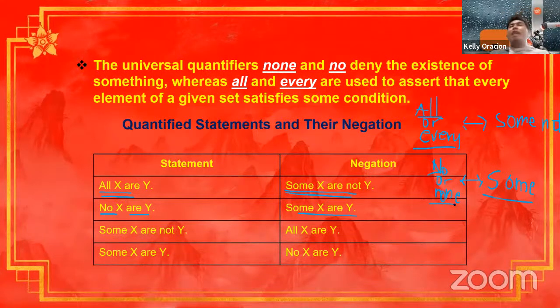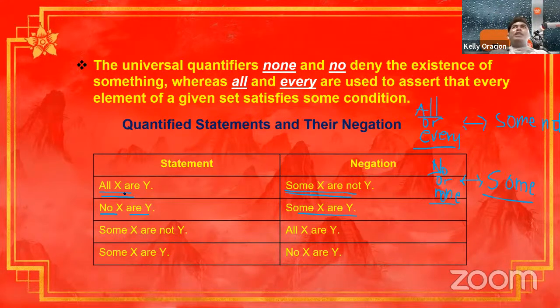Just like on our given example in the table, all x are y. So all, the negation is some not: some x are not y. Same with no x are y. So no, the negation is some x are y. Here, some x are not y, so some not. So you have the negation of all x are y. And lastly, some x are y, so you have the negation of no x are y.